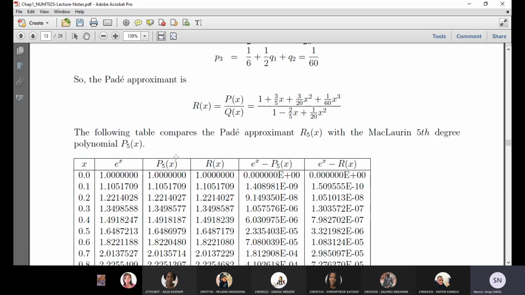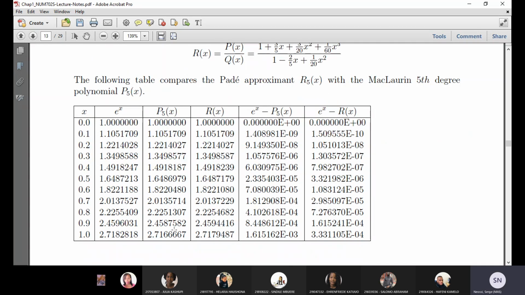Now, P5, that is, if we approximate the exponential using a polynomial of degree 5, this is what you get. Now this is R5, the rational function of degree 5. This is what you get. Now we compute the error. We take the exponential minus P5. If you use a polynomial of degree 5 to approximate that, this is what we get. Now, if you use Rx to approximate the exponential, this is what we get. Now we can compare these two.